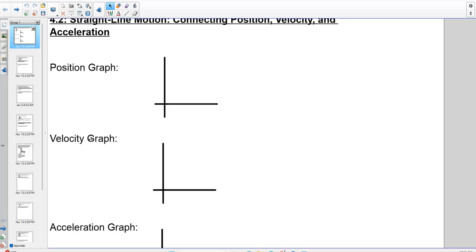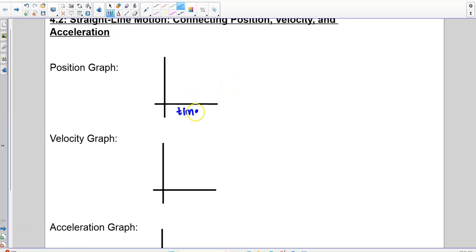So whenever we're looking at a position graph, your x-axis on all of these is going to be some sort of time. It might be hours, it might be seconds, it might be days. It just depends on what you're talking about. I think one of the easiest things to think about here is driving, because that is a place that we use position, velocity, acceleration very often. All right. And then you would have distance here.